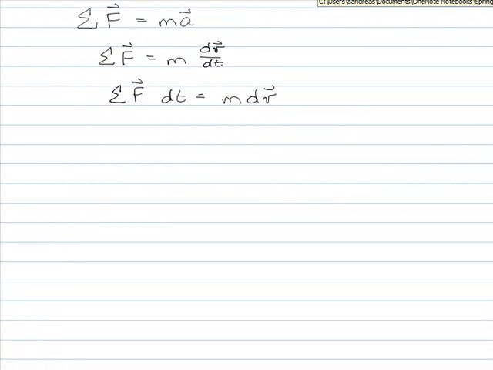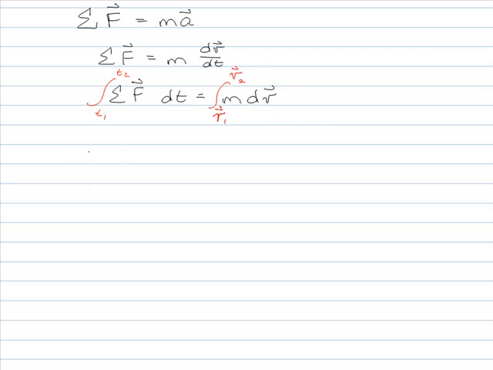Whenever we have d's, we always have to integrate to get rid of the d/dt's. dt is going to go from some t1 to some t2. The v vector, that's a vector, is going to go from some initial velocity vector to some final velocity vector.